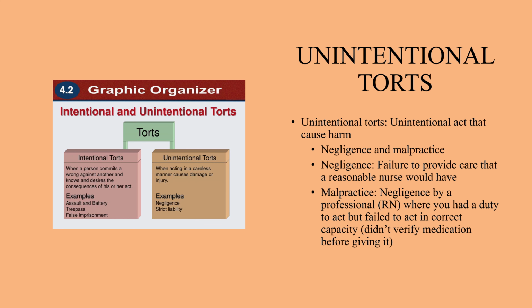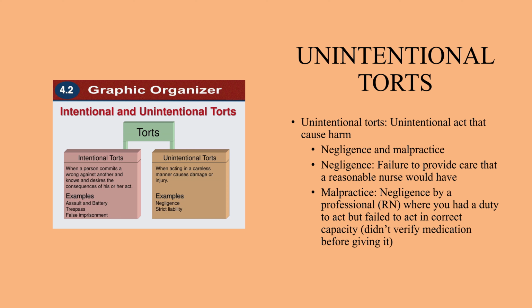So let's talk about some torts. We have unintentional and intentional torts. An unintentional tort is an unintentional act that caused harm. There are 2 categories that fall under this. The first is negligence, and the second is malpractice. Negligence is a failure to provide care that a reasonable nurse would have provided. Malpractice is negligence by a professional, such as an RN.